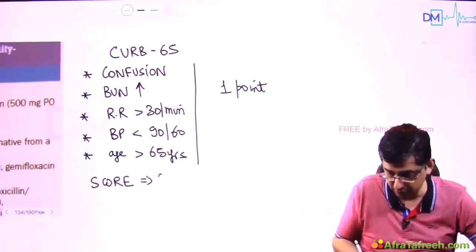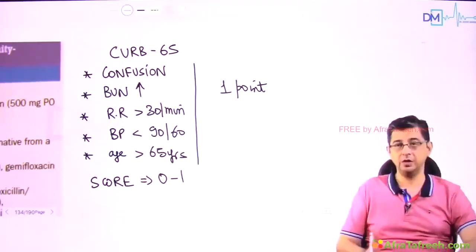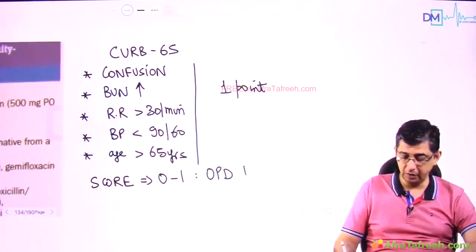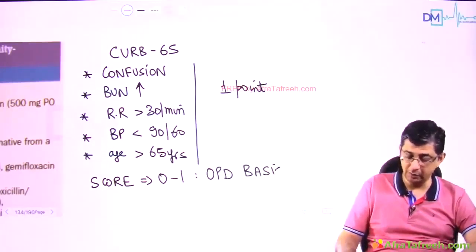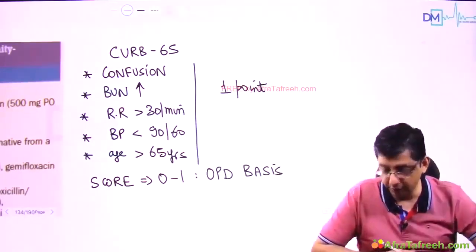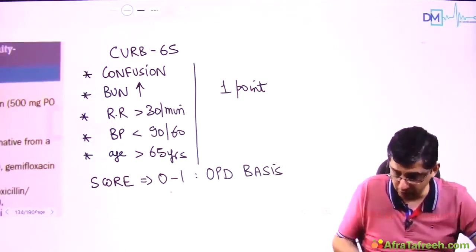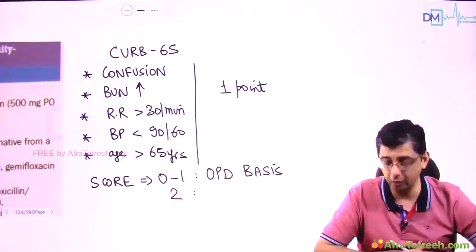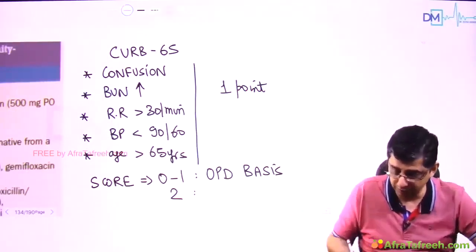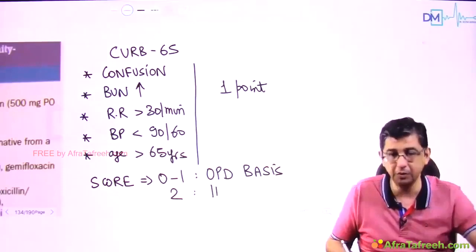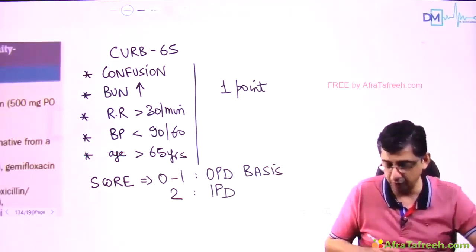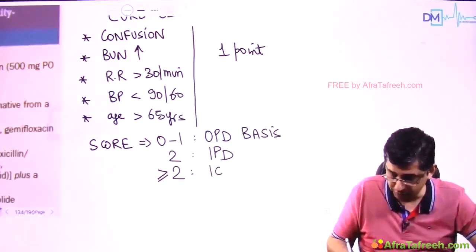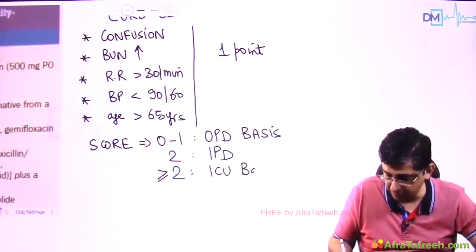Now suppose you have calculated the final score of a pneumonia patient to be between 0 to 1. For example, in the MCQ, he is saying that age is more than 65 and everything else is normal, no disorientation, respiratory rate normal in the patient, I will be treating the patient on OPD basis. But if the score of the patient is 2, that is, he's disoriented, he's also having elevated blood urea nitrogen, then we will obviously admit the patient. In any IPD-based patient, I will anyway have to admit him. That would be a score of 2, and if the score is more than 2, then ICU-based treatment has to be initiated in the patient.